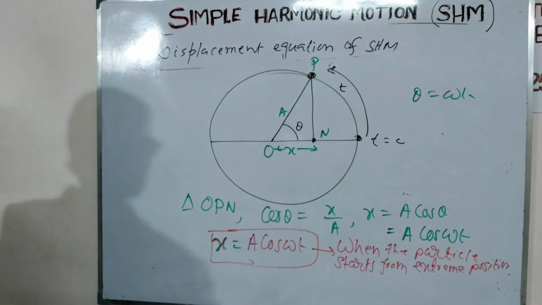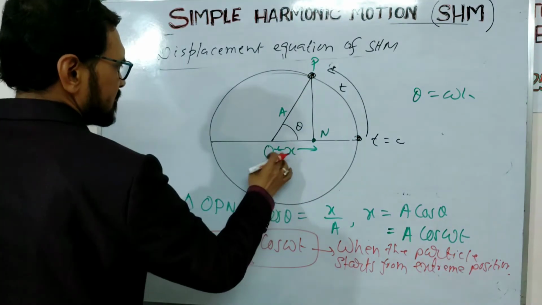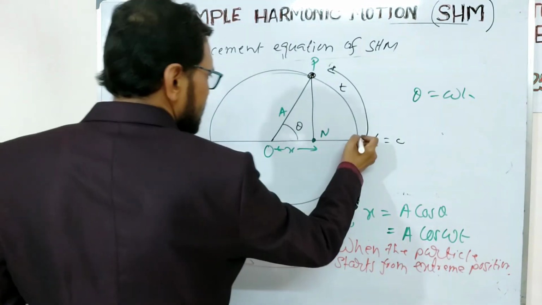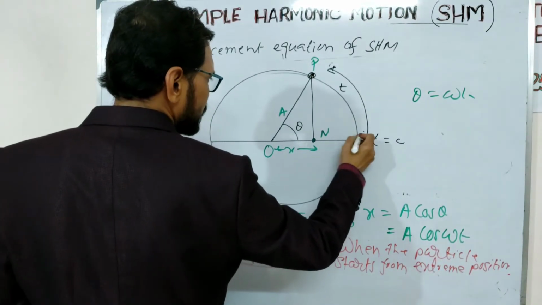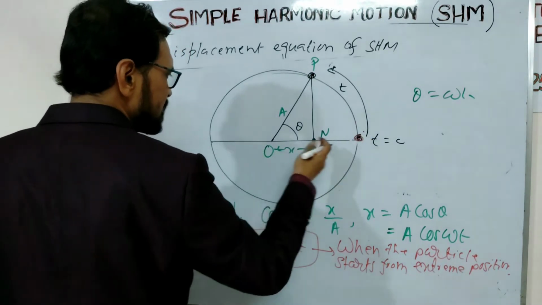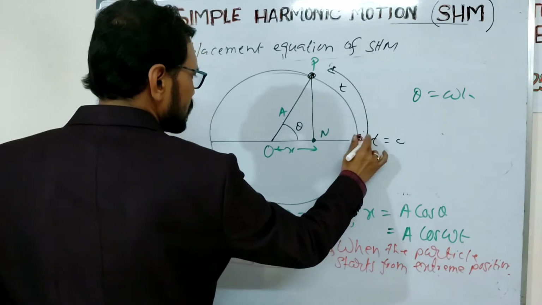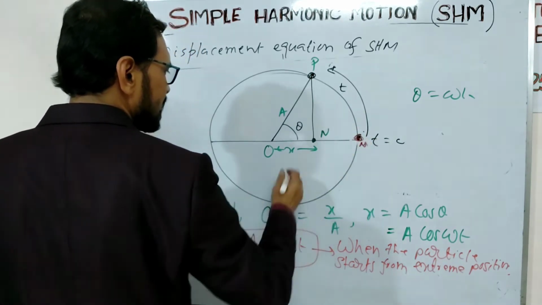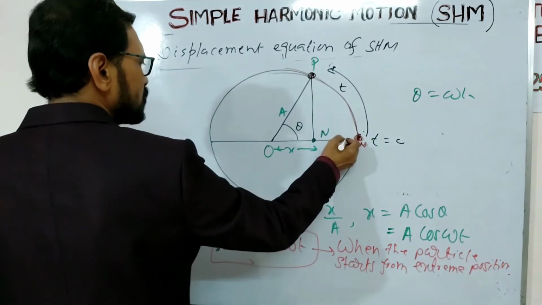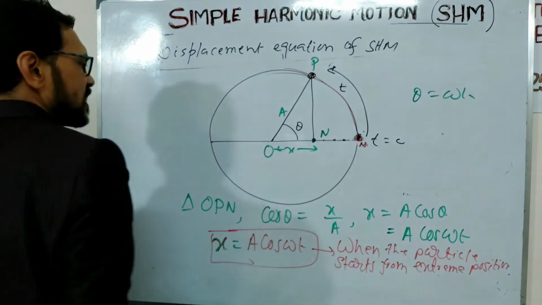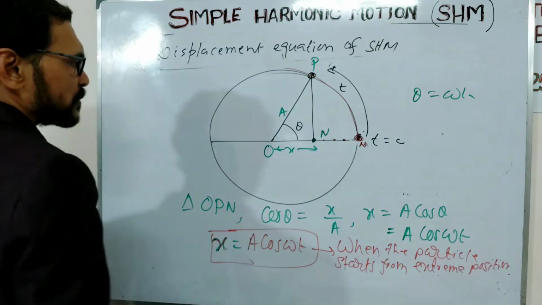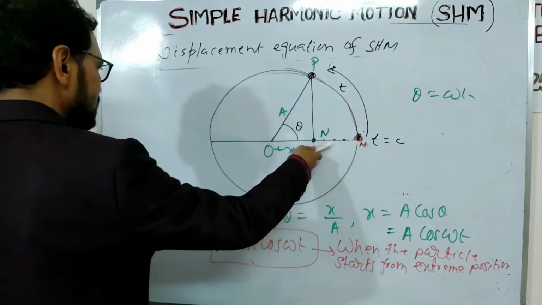Okay, t equals 0 here. So the particle starts from the extreme position, this position. The particle in circular motion is here, and the particle which describes the SHM is also here. So the foot, that is N, is also here. Now the particle in SHM moves in this direction and the foot comes in this direction. So the particle which performs the SHM starts from the extreme position.